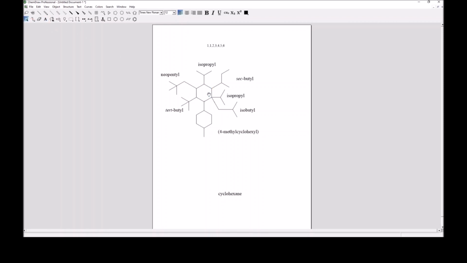Now the number 2 carbon is a problem. If I go counterclockwise, then the substituent pattern is 1, 1, 2, 3, 4, 5, 6. If I go clockwise, then it's 1, 1, 2, 3, 4, 5, 6. So the numbering pattern is the same regardless of which way I go around the circle. When that's the case, then you have to choose the numbering pattern based on alphabetization.